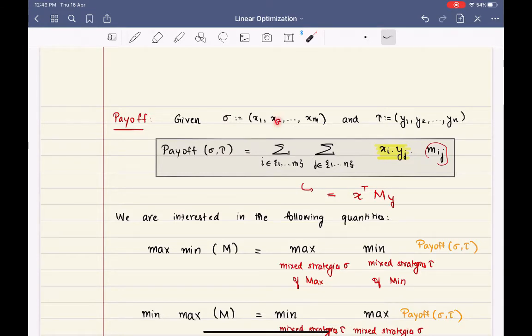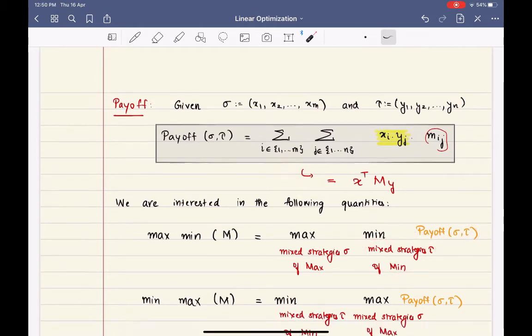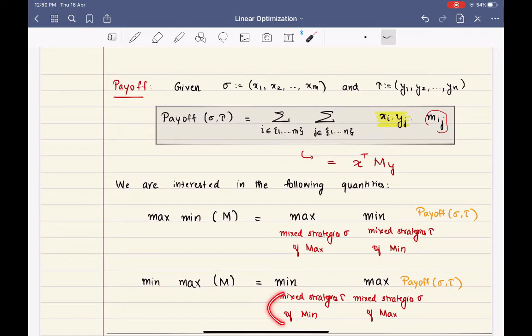Now this is for a fixed payoff. Now we are interested in max min and min max over mixed strategies. So max min of M will be defined as the max over all mixed strategies of max, and min over all mixed strategies of minimizer, the payoff of the respective strategies. Similarly, min max will be min over all mixed strategies of min, and max over all mixed strategies of max, the payoff. So these two are the important quantities of the game which we are interested in.